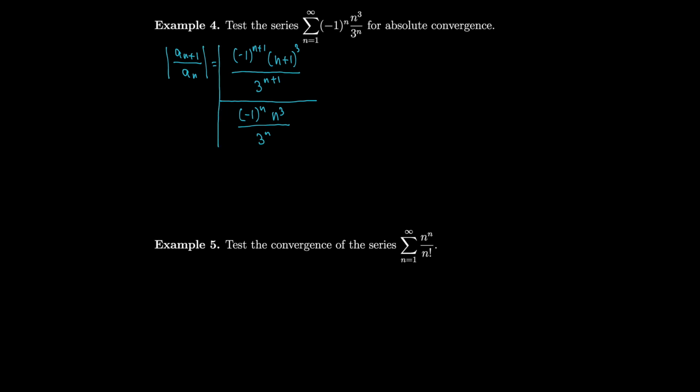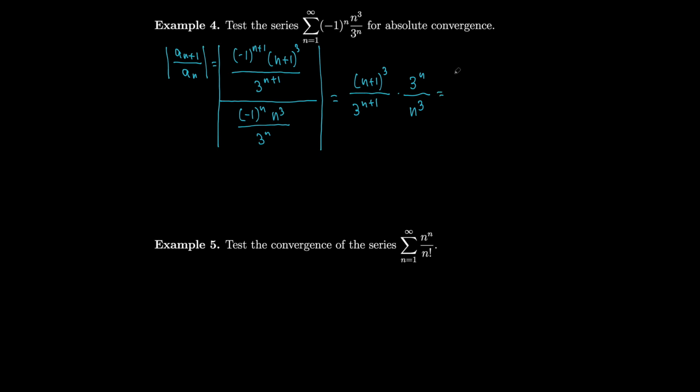So we take the absolute value of this, and dividing by a fraction is the same as multiplying by the reciprocal. I also notice that taking the absolute value only gets rid of this minus, because everything else there is positive, because n starts at 1. So we have (n+1) cubed over 3 to the n plus 1 times the reciprocal, 3 to the n over n cubed, because we divided by this, so we just flipped it.